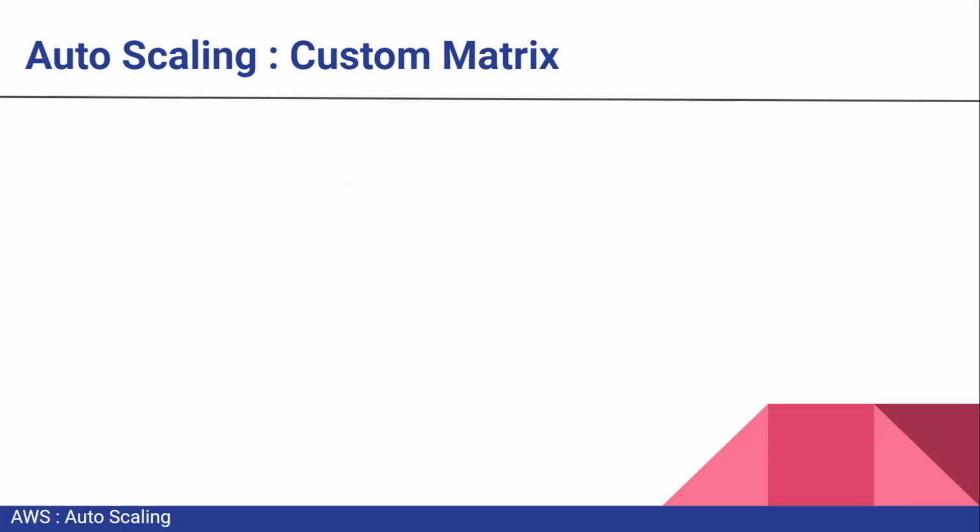So here we will understand that the auto scaling group can also define custom metrics. So let's try to understand.